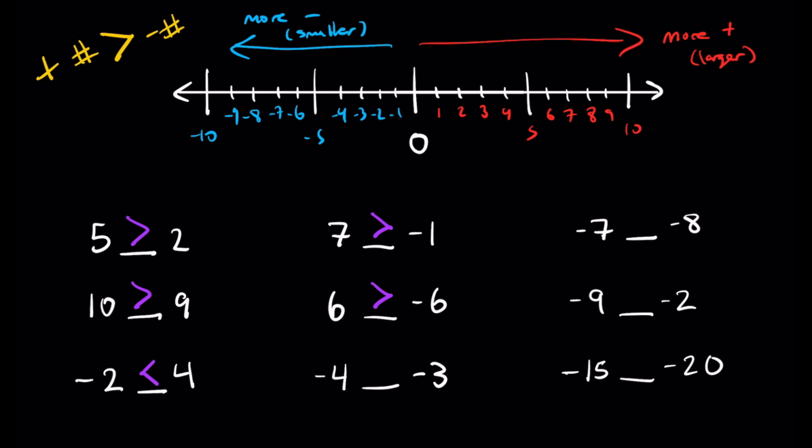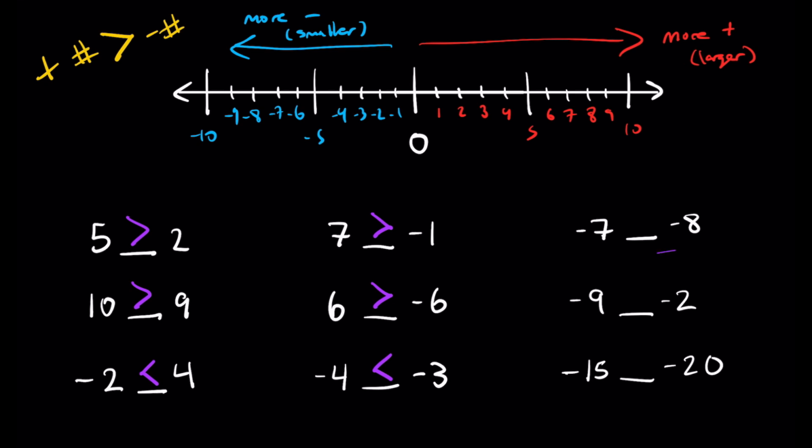So negative 4 and negative 3. Well, here they are. Which one's further to the right on the number line? Well, it's negative 3. So negative 4 is less than negative 3. Negative 4 is further to the left than negative 3 is. Some people might think, well, 4 is a larger number, but again, it's further to the left of the number line than the negative 3 is.